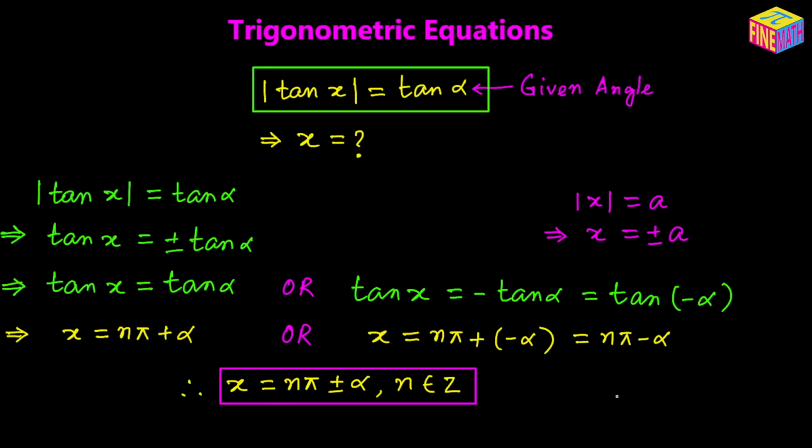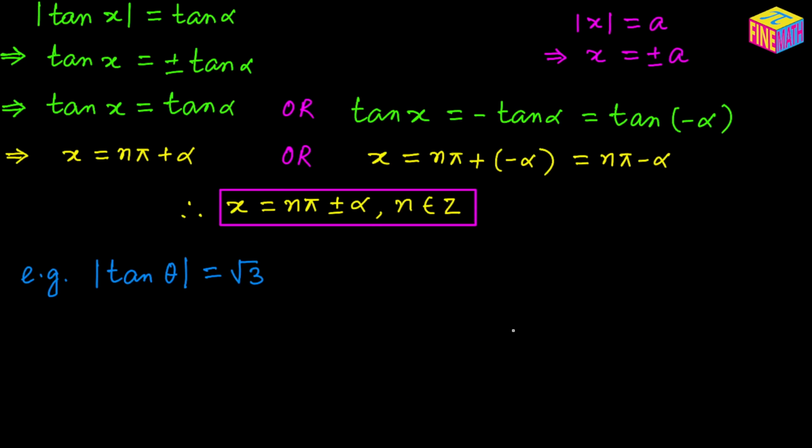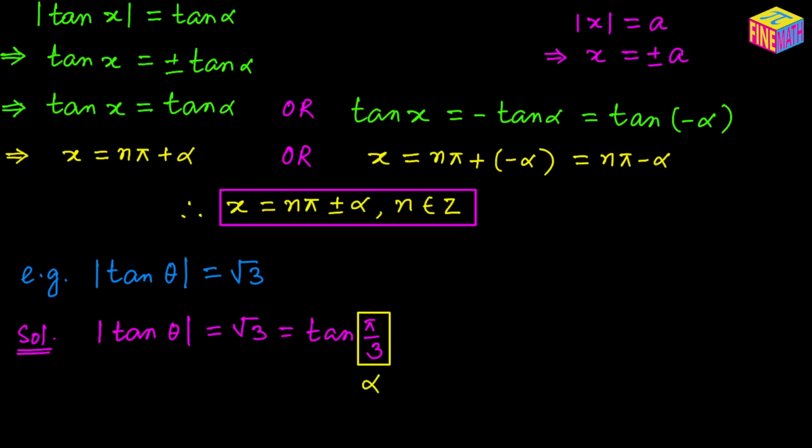Let's quickly take an example. Let's suppose we have an example like this: absolute value of tangent of theta is equal to square root of 3. To solve this type of trigonometric equation, the first thing we need to do is convert the right hand side into a tangent function. Now we know that tangent of 60 degrees is equal to square root of 3. So can we write it as tangent of 60 degrees or tangent of pi over 3? And now writing the solution is pretty easy, because here the alpha angle is actually pi over 3. So from here we can say that theta will be equal to n times pi plus or minus alpha, but in this case alpha is pi over 3, where n is an integer, of course.